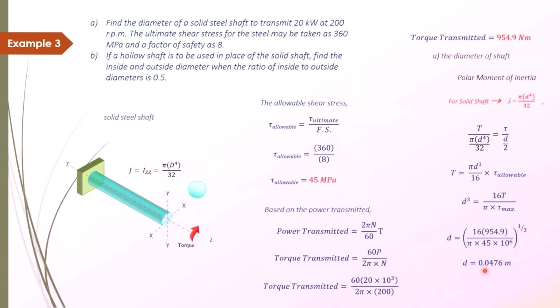So from here, we will be able to find out the diameter as 0.0476 meter, which is equal to 47.6 millimeter. So you round it up to get 50 millimeter, always larger than the value that is found, never lower. Because if you were to round down to a smaller value, let's say 45 or 40 millimeter, the shaft won't be able to withstand this amount of stress, that is 45 megapascal. If you consider a larger diameter when rounding up, the shaft will be able to withstand any stress greater than 45.